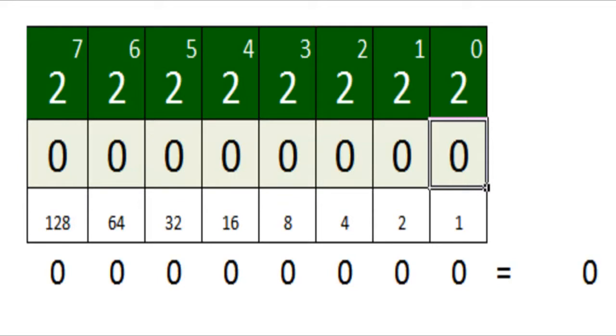Binary digit, we contract down to bit. BI from binary, T from digit. If we take these 8 bits and treat them as one unit, that unit of measure is the byte. So let's see what happens. If I put a 1 in this first position, oh wow, 2 to the 0 power times 1 is 1. I'm getting excited about this.